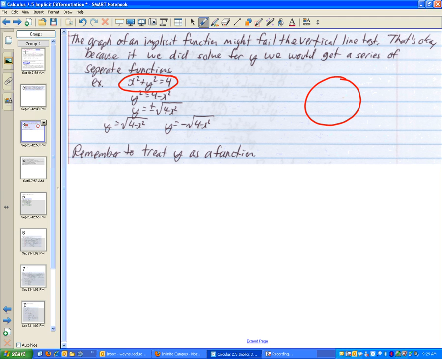But again, I chose one that we actually could solve for y. If you do solve that for y, you get two different functions of x, each of them a semicircle. That passes the vertical line test. That's a function. That passes the vertical line test. That's a function.